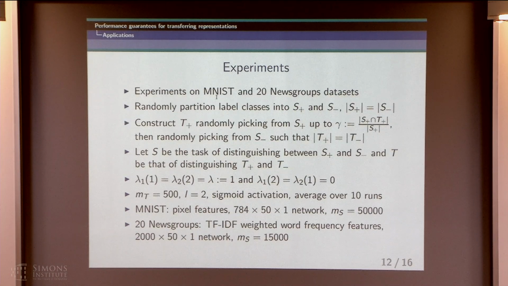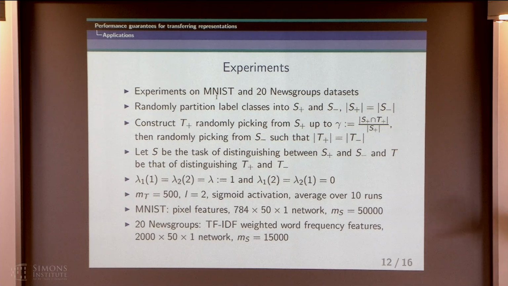We set up a task to try and test this out. Basically, we took a multi-class classification task, one for images and one for text, and made it into a binary classification task just by grouping half of the classes into the positive class, half of the classes into the negative class. And then the target task was similarly constructed, except that the disjunctions of labels that we used on the target task were different to those for the source task. And they overlapped through a measure of gamma.